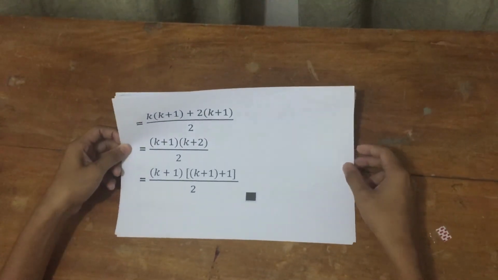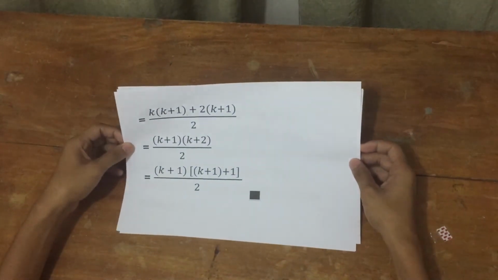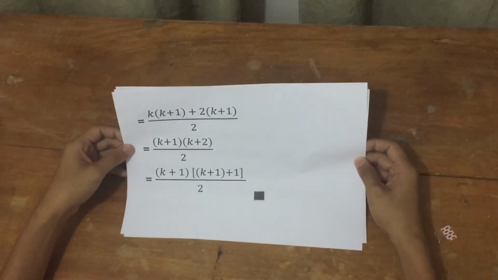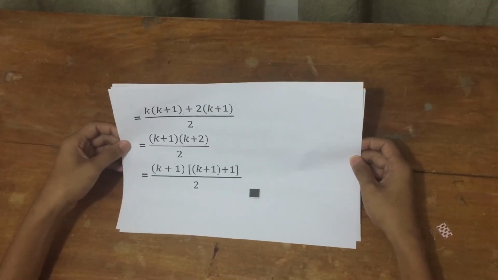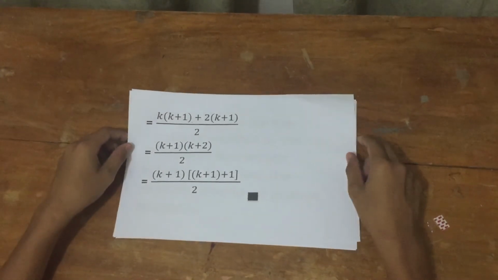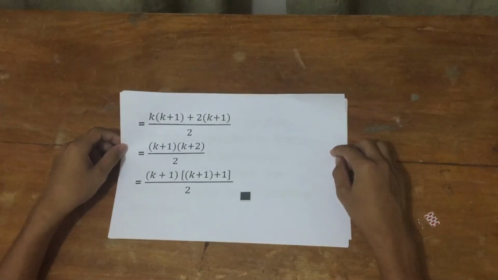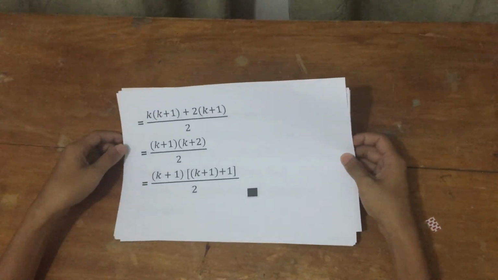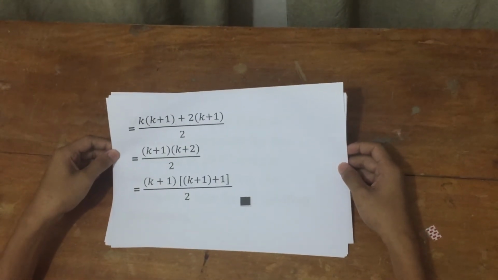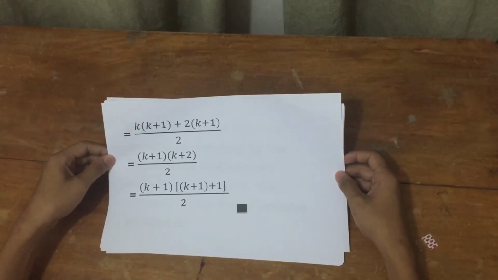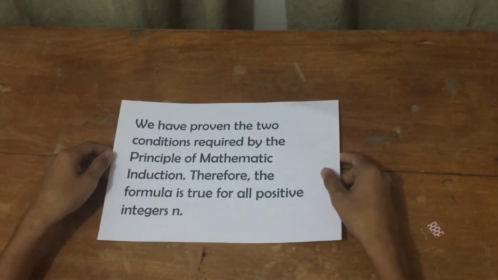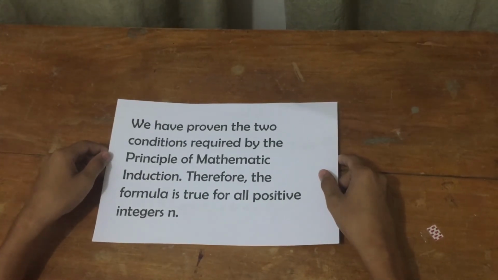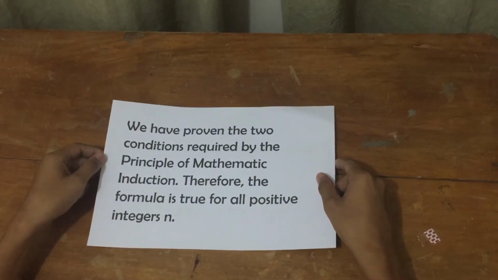And now we need to arrange our equation. The arranged equation is quantity k plus 1 times quantity k plus 2 over 2. And lastly, we need to factor to show the equation. That is k plus 1 times quantity k plus 1 plus 1 over 2. So we have proven the two conditions required by the principle of mathematical induction. Therefore, the formula is true for all positive integers n.